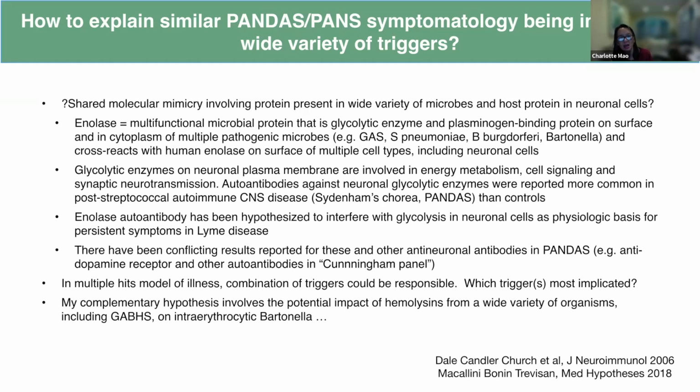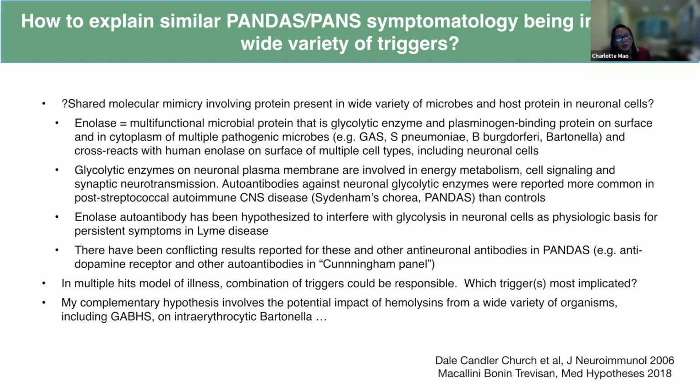So these glycolytic enzymes on the neuronal plasma membrane are involved in multiple roles: energy metabolism, cell signaling, as well as synaptic neurotransmission. And the thought is that autoantibodies against these neuronal glycolytic enzymes can contribute to post-streptococcal autoimmune CNS disease because of this shared molecular mimicry. And in fact, there was one report that did find that these autoantibodies to these neuronal glycolytic enzymes were more common in patients with Sydenham's chorea and PANDAS than in controls. Interestingly, this enolase autoantibody has also been hypothesized to interfere with glycolysis in neuronal cells as a physiologic basis, potentially, for persistent symptoms in Lyme disease.